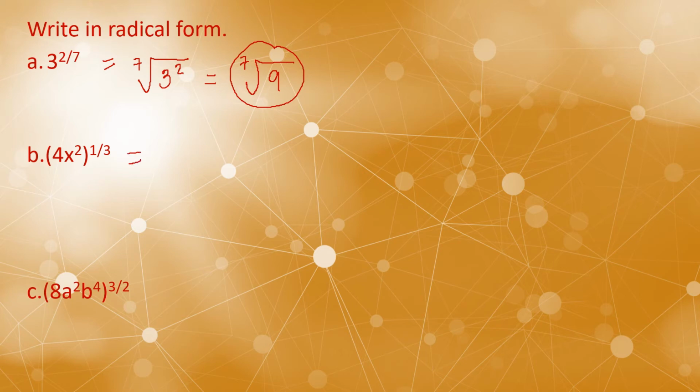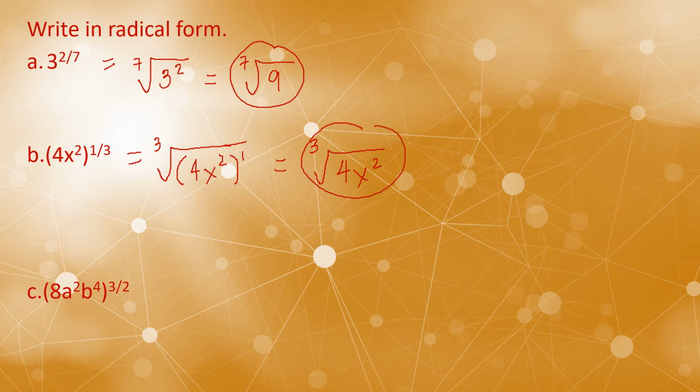Letter B. 4x squared quantity raised to 1/3. In radical form, this is the cube root of 4x squared raised to the first power. Simplify the radicand, so we have the cube root of 4x squared.